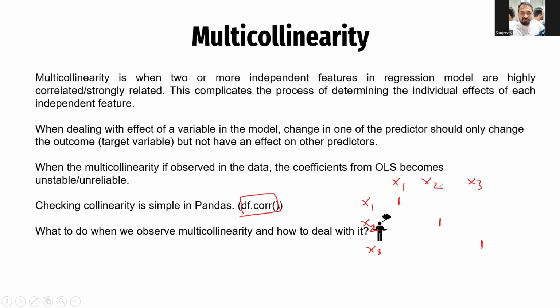Now, if you find any values closer to 1 or -1 here, then it is a big problem. Why is it a big problem? Because you never know what is causing what, and the betas that you try to achieve by using this kind of relationship would be unreliable. So always make sure that when we try to come up with a multilinear regression, check for correlation amongst the independent features.